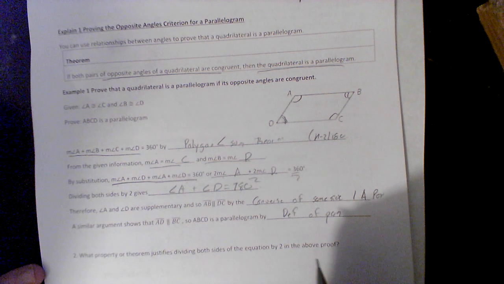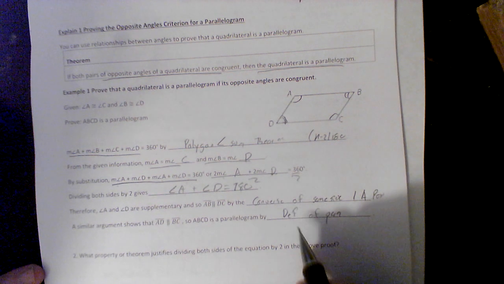So now that we know those 4 angles are still congruent, we can say 2 angle A's plus 2 angle D's are equal to 360. If we divide both sides by 2, that would say angle A plus angle D is equal to 180. Therefore, A and D are supplementary, because they add up to 180. And this is by the converse of the same-side interior angle theorem. A similar argument shows that AD is congruent to BC, is parallel.